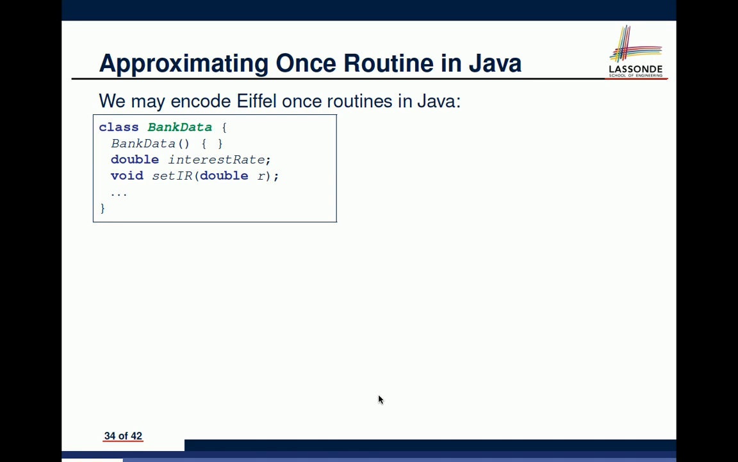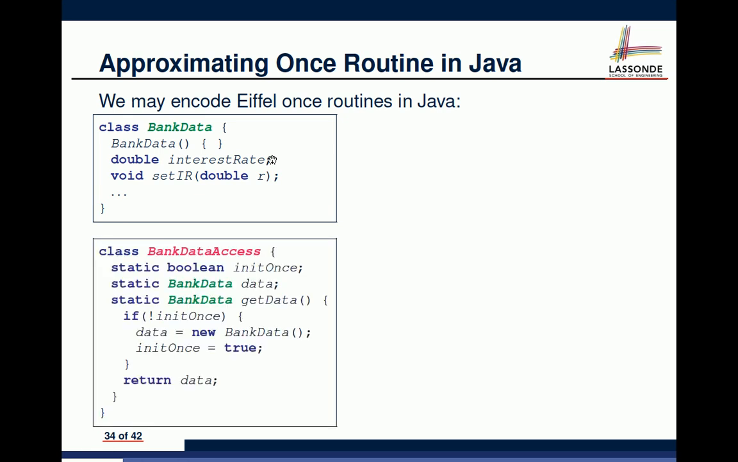Okay, let's say we got bank data here, and then we got interest rate. Let's say just the interest rate. And then we got bank data access, just a different class. Separation of concern. For that, we got a static Boolean, static data, and also static over here. Rather than using a counter, I simply use a Boolean. So initially false. As soon as I create the very first instance, I set it to be true. After that, I should not create any new instances.